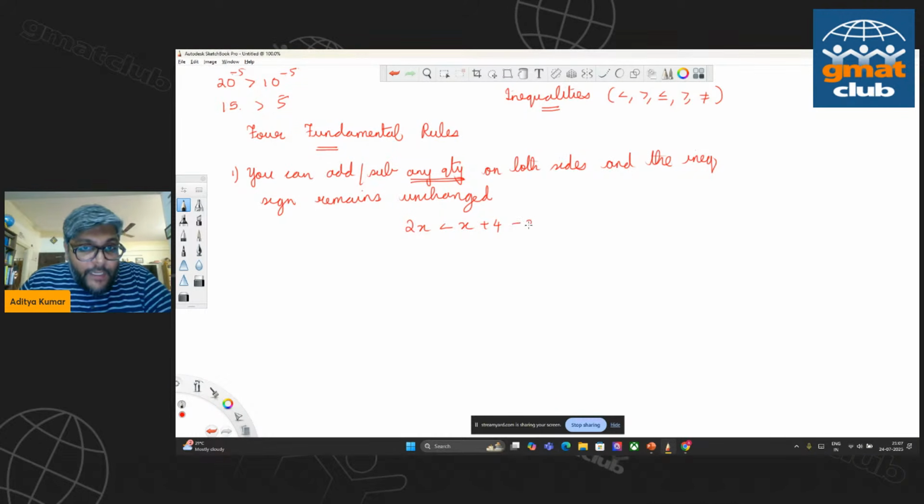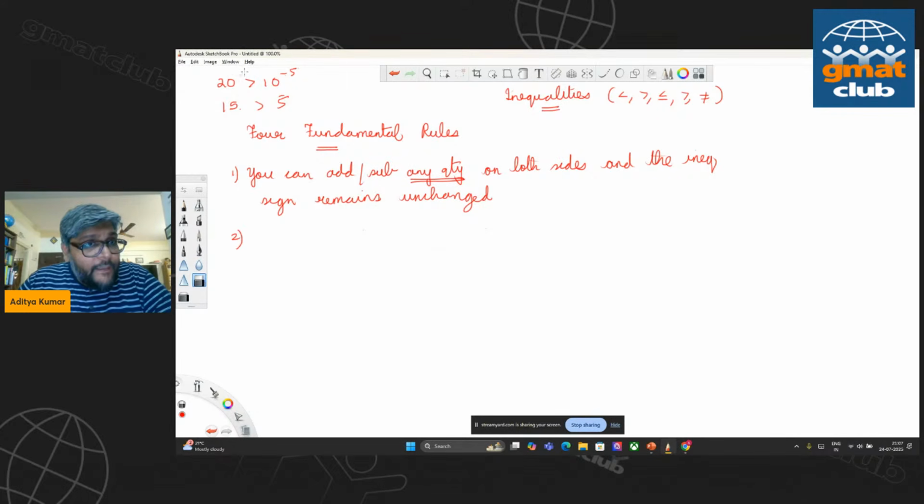So you would subtract x on both sides, or like what we do here, we pull the x to the left hand side. It's absolutely okay to do manipulations with addition and subtraction when you're working with inequalities. It does not change as compared to equalities, right? So x would be less than 4 here. So you can add or subtract any quantity you want on both sides, and the inequality sign remains unchanged.